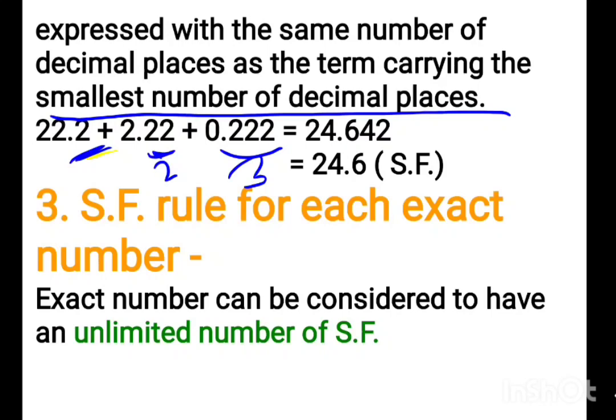Their sum is 24.642. So we have to consider only one decimal, that is 24.6, because the smallest decimal is 22.2, and after the decimal only one digit is counted in 22.2. That is the smallest decimal number, because after the decimal only one digit is counted. So when we sum up all of the terms, we have to maintain up to one decimal.